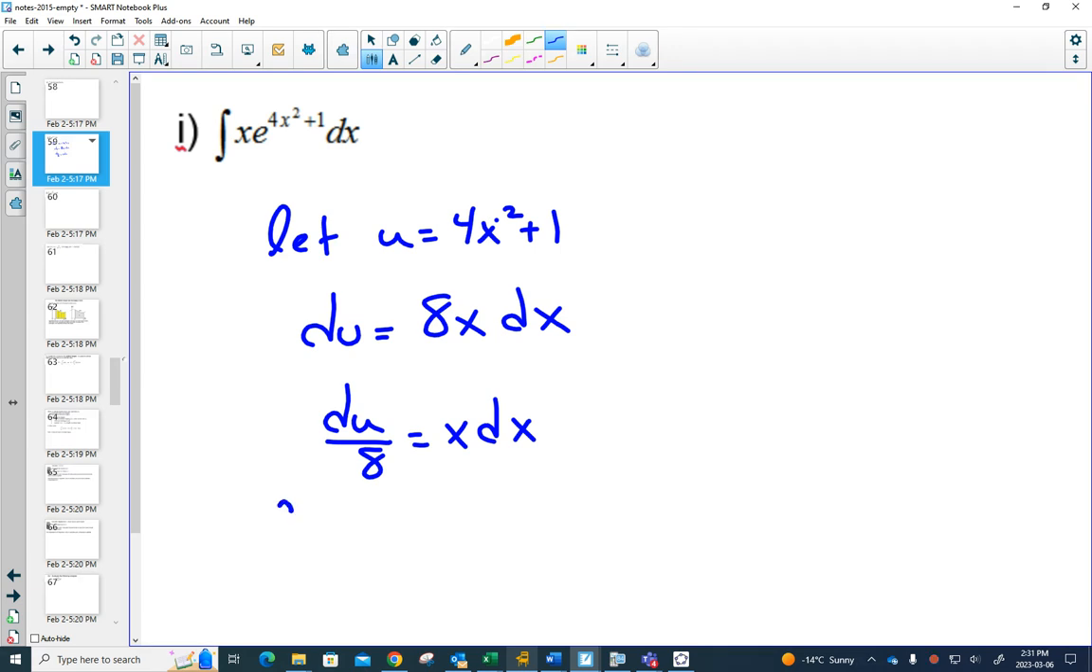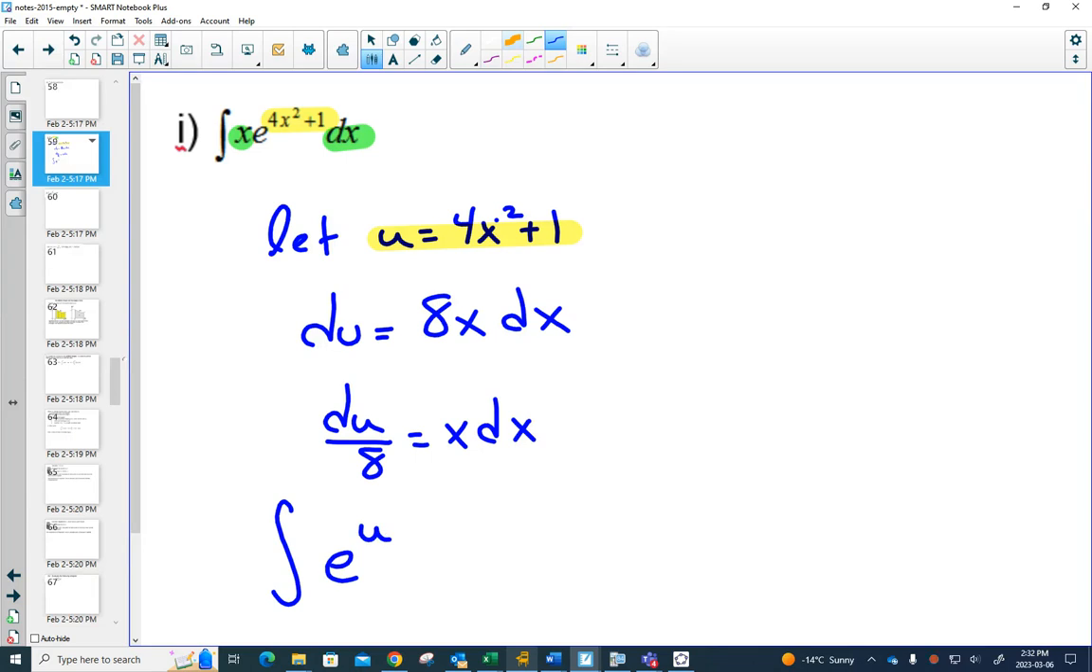Now I can rewrite. What do I have? Instead of the x and the dx, maybe I'll pick up my highlighter here, highlight a few things. Here's u in yellow. There's the x dx in green. So I can rewrite this. The only thing I didn't highlight was the e, so the e would still be there. And then instead of the 4x squared plus 1, I write u.